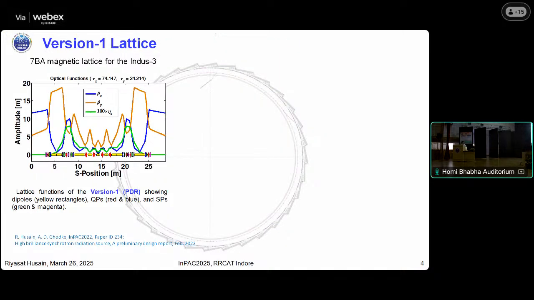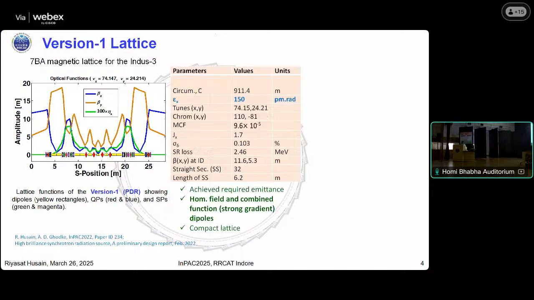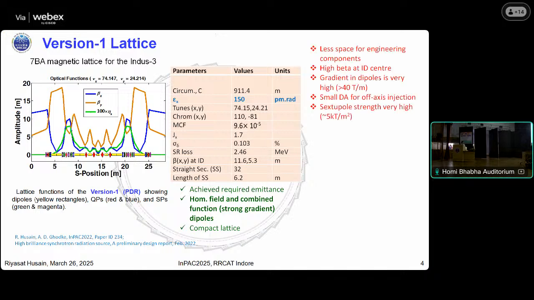So historically, we have designed one lattice, what we're now calling the version 1 lattice, which is based on this 7-band achromatic configuration, where we have used only the homogeneous field dipole and combined function dipoles. As far as the emittance is concerned, we have already achieved 150 picometer rad. Based on this, we prepared a preliminary design report in February 2022. However, this has some more requirements.